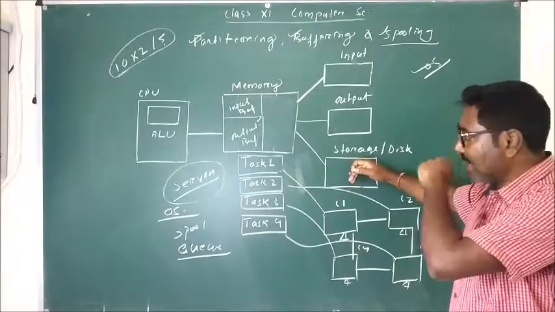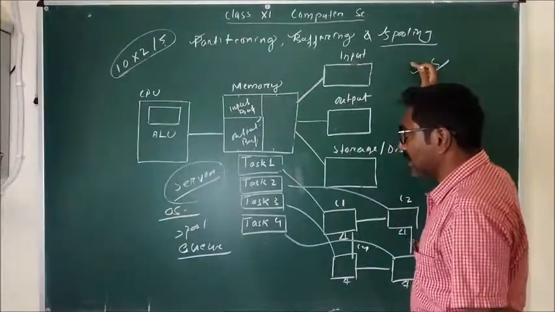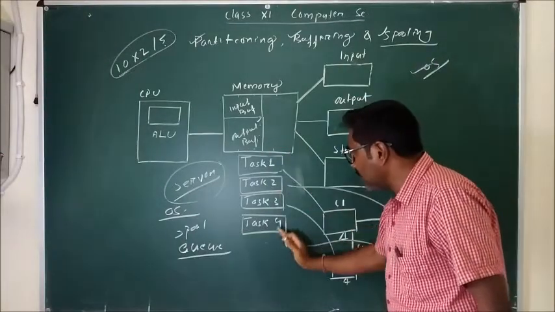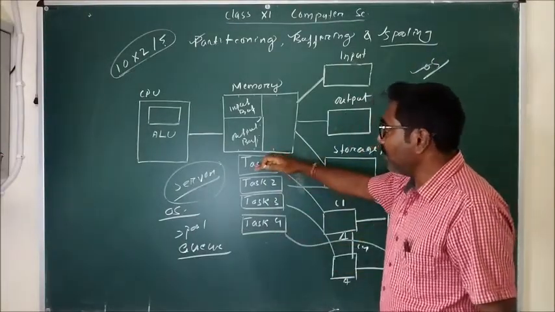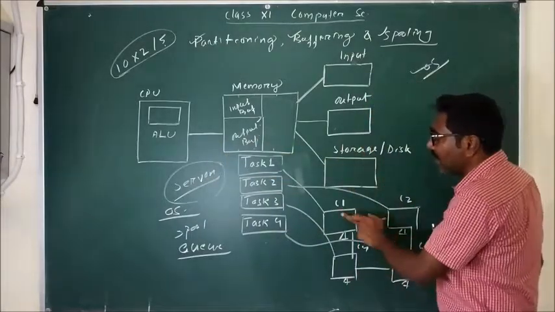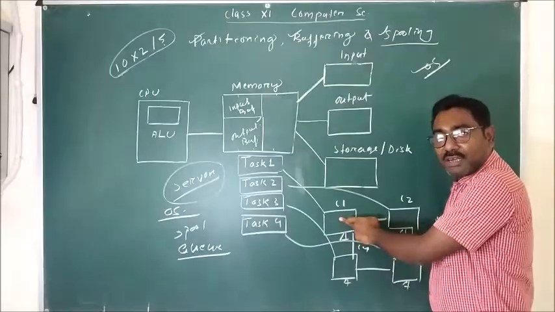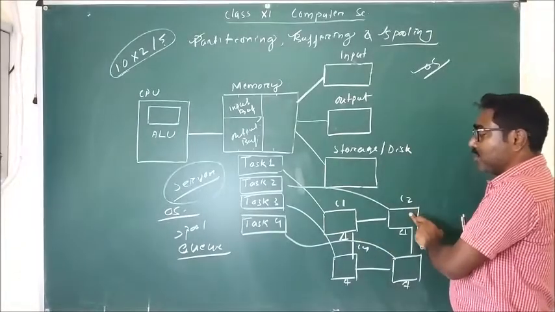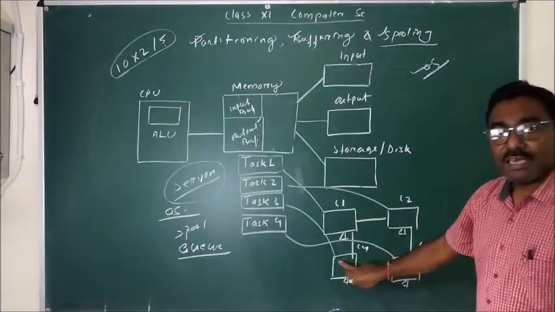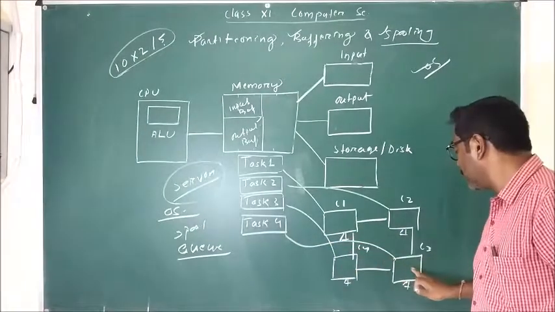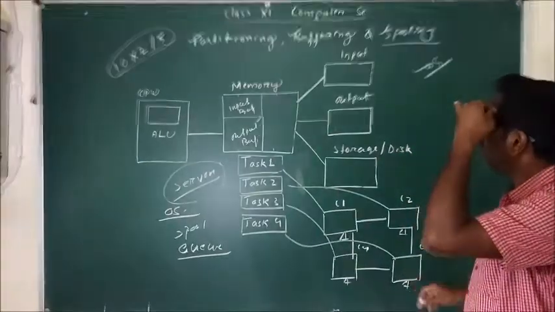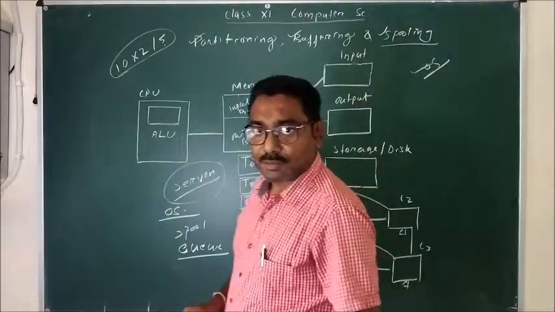Now it is the task of the operating system that, according to the number assigned in the queue, task 1 will be executed first. That means the print command given by computer 1 will be printed first. Then computer 2 will be printed, then computer 4, then computer 3. This is how spooling works.